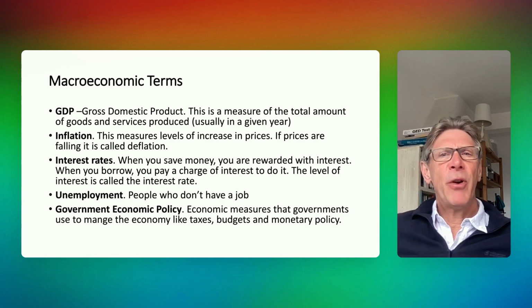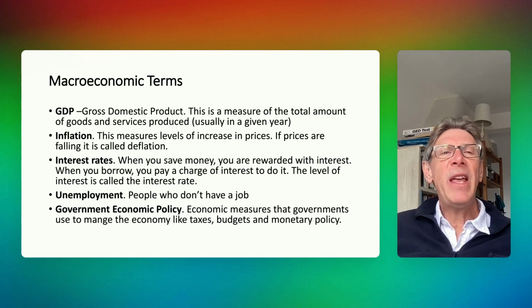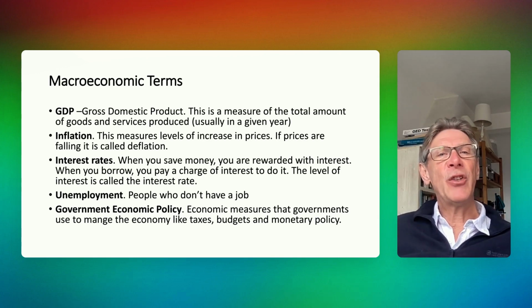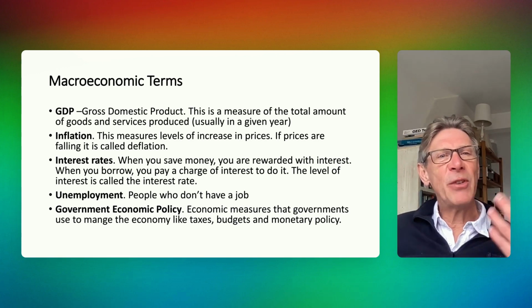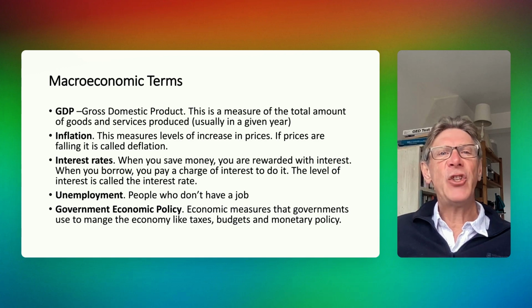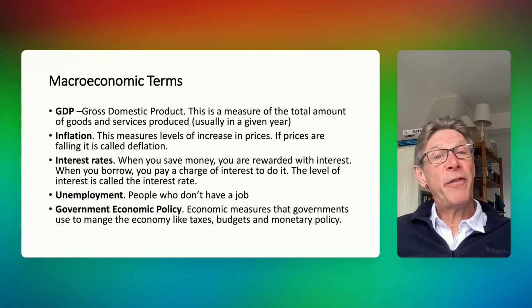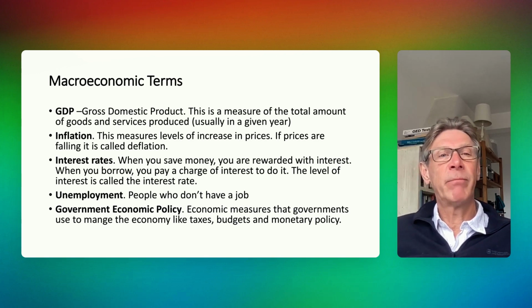So, gross domestic product. This is a measure of the total amount of goods and services produced in a period, normally a year. What's your GDP per year? Sometimes we divide it by the number of people in the country, so we can see GDP per capita. What's the average amount of wealth produced each year? Inflation, levels of increase or decrease in prices. If prices are falling, we call it deflation.